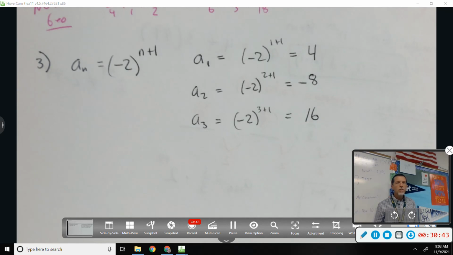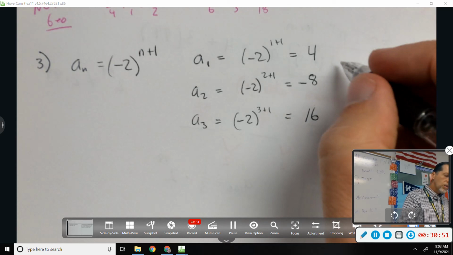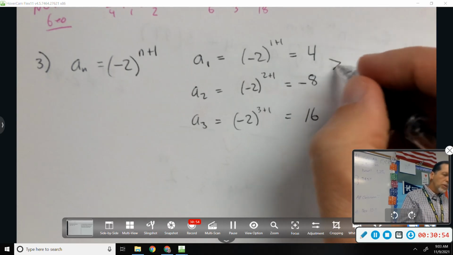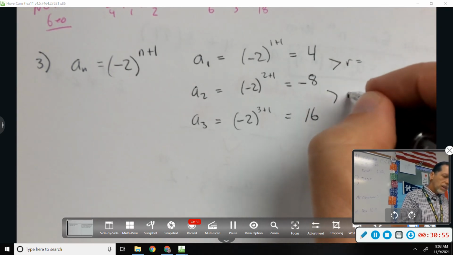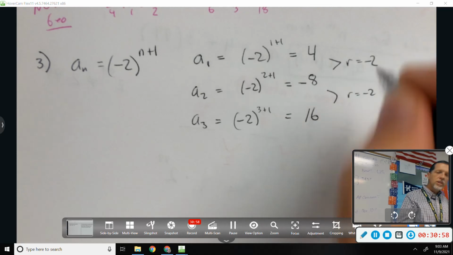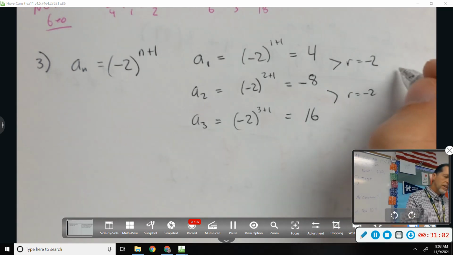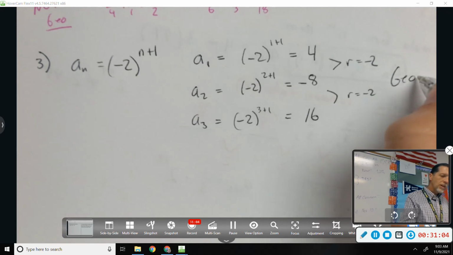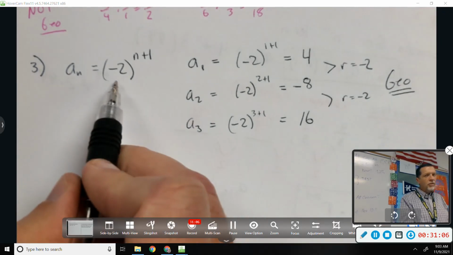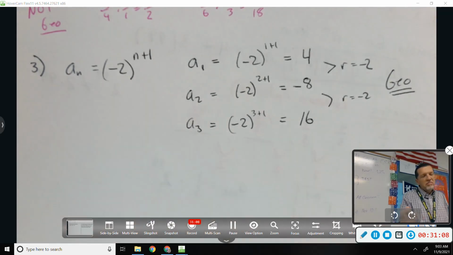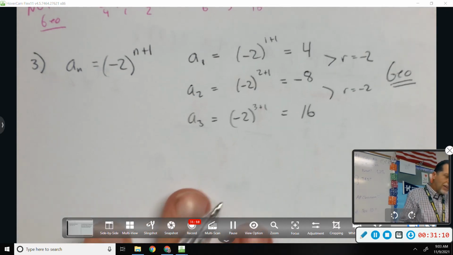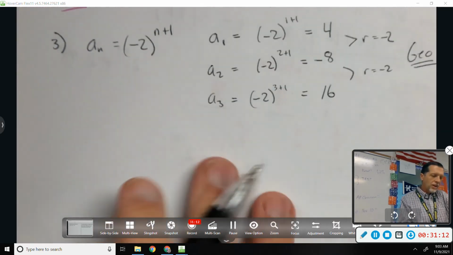You're not exactly doubling the previous one. You're doubling it and changing the sign. So what's the common ratio? What are you multiplying by? Times negative 2. So what does that mean for arithmetic, geometric, or neither? Geometric. And again, some of you recognize right away that this was going to be geometric. You don't have to do that. Hopefully we get there.